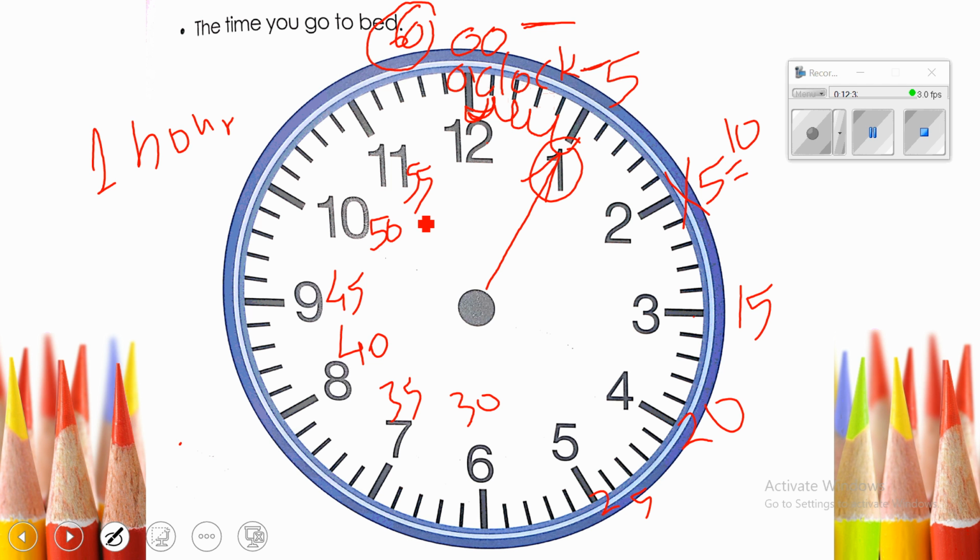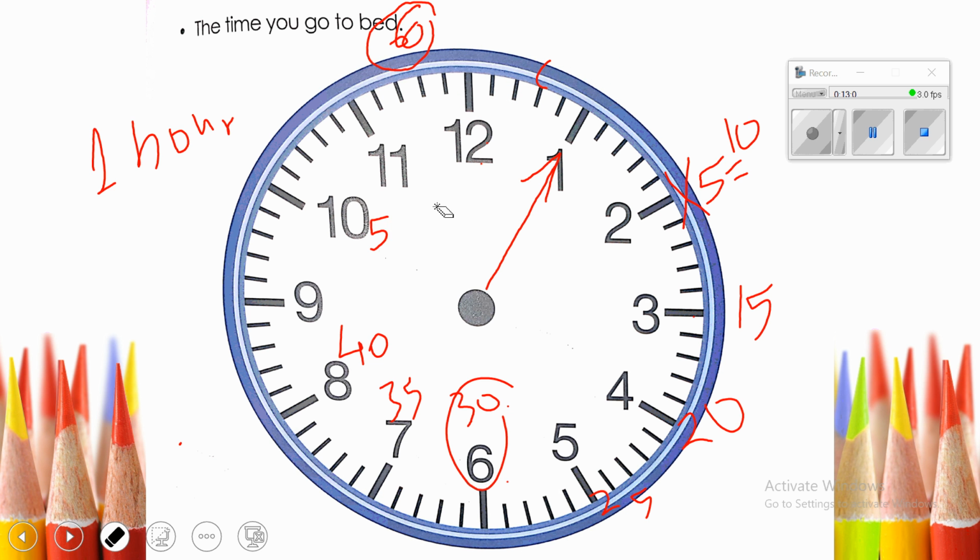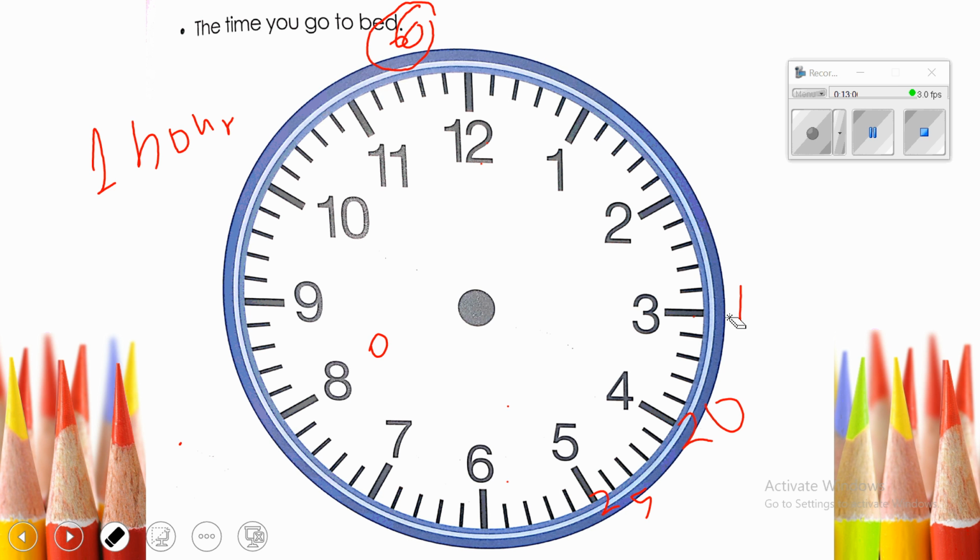In this lesson today, we will talk about o'clock and 30. So remember, for number 6, I have 30 minutes. For 12, I have 0 minutes. All my explanation here is about the minute hand. Let's see now the hour hand. I'm erasing now. We'll talk about the hour hand. You remember when the hour hand is moving, that means 60 minutes past.